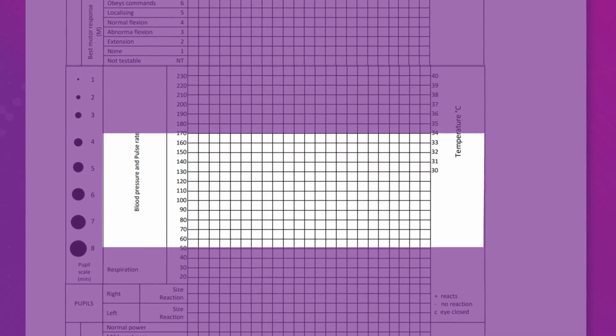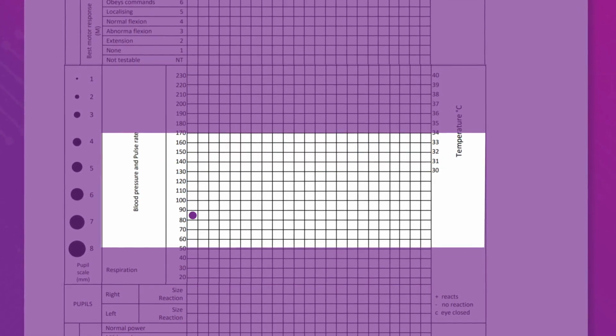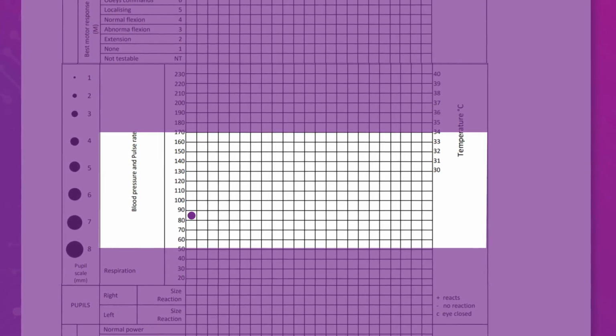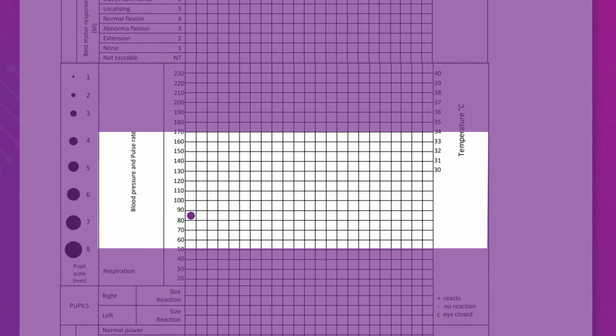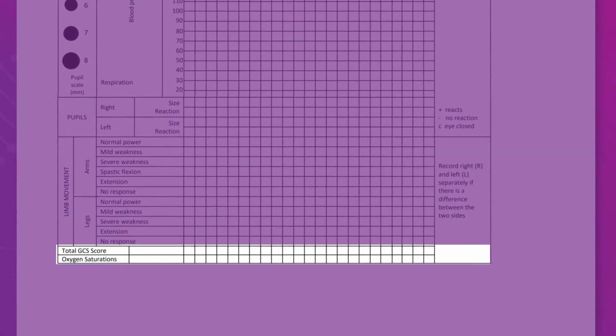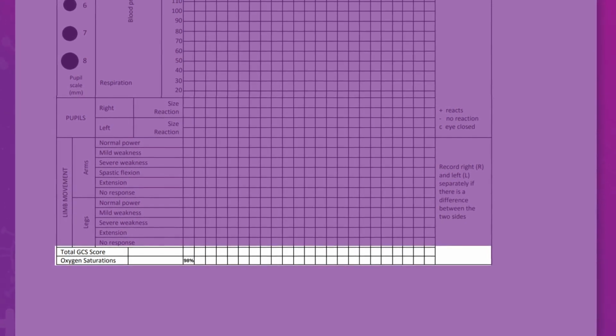Pulse is also recorded with a dot on the left-hand side of the chart. So, for example, a pulse rate of 83 would be shown like this. Oxygen saturations are written as a percentage at the very bottom of the chart. You should treat these basic observations in the same way you would treat them on the NEWS chart, and escalate or monitor the patient's care in the same way as you would for the NEWS 2 thresholds.